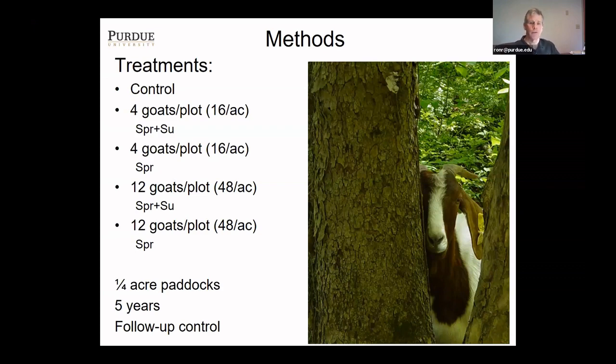The treatments were applied to 1/4 acre paddocks. Initially, we didn't have a time limit set for the number of years we were going to attempt this. The initial idea was to see how many years it would take to get significant mortality in the target invasive vegetation. But we ended up stopping it after 5 years. Following 5 years, we did follow-up control using cutting and herbicide methods to finish off the invasives.